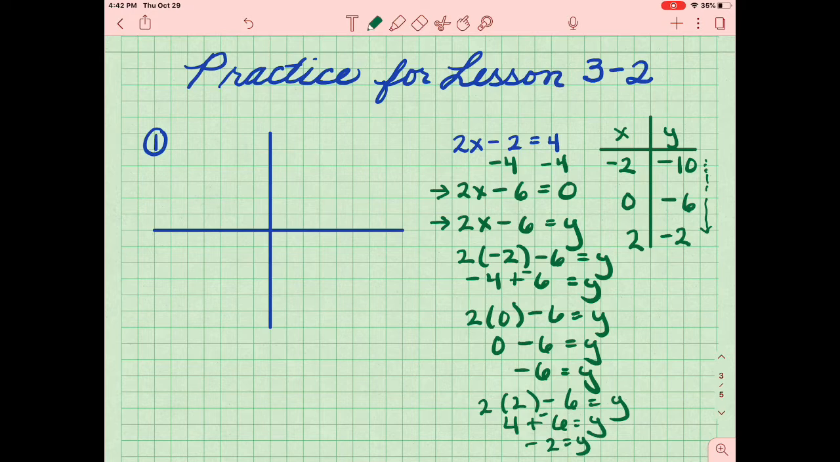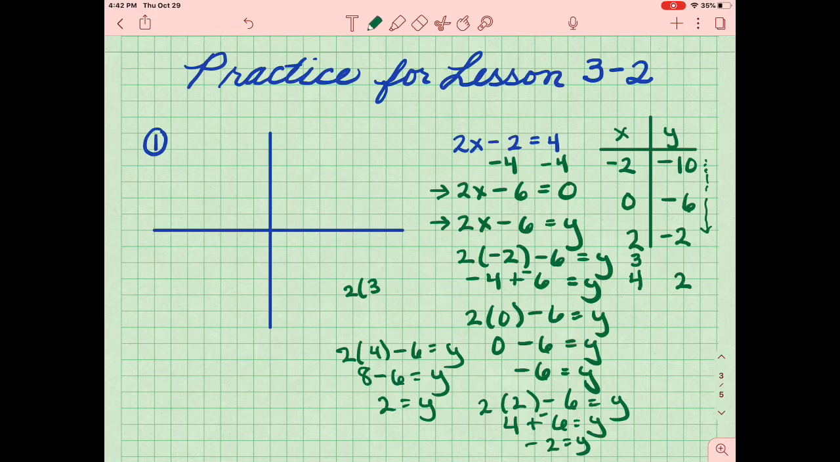So let's just try maybe one more number. Let's go ahead and go 4. So I have 2 times 4 minus 6 equals y. So 8, I crossed it, minus 6 equals y. That's 2 is what y is. I bet if I backed back up and put a 3, definitely more than I need to.